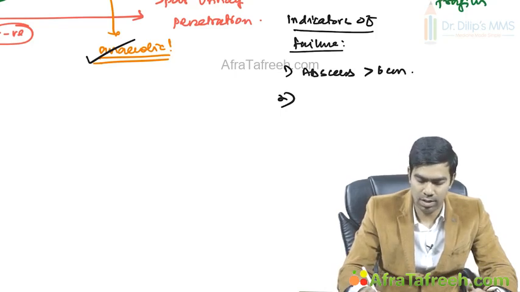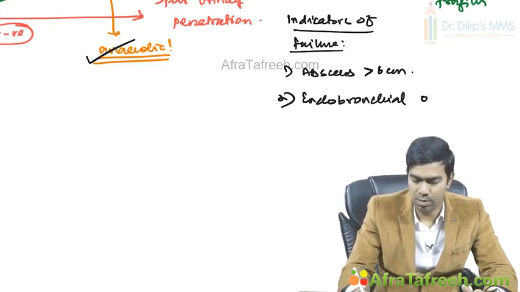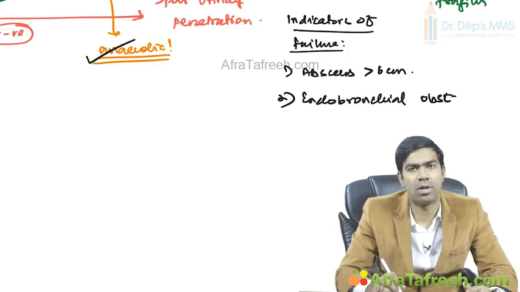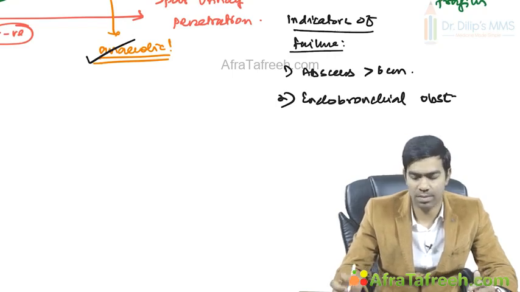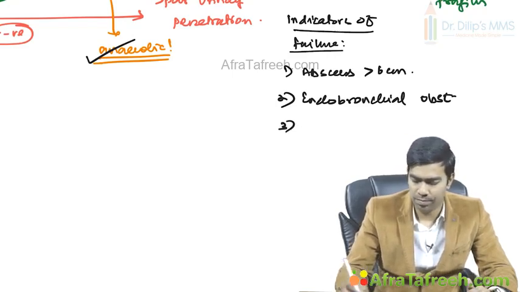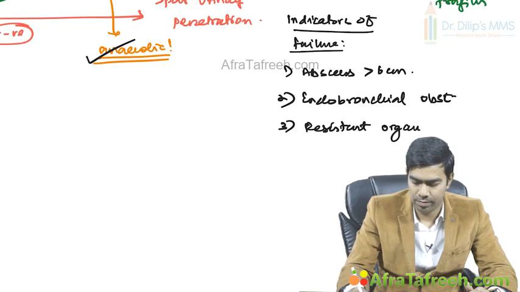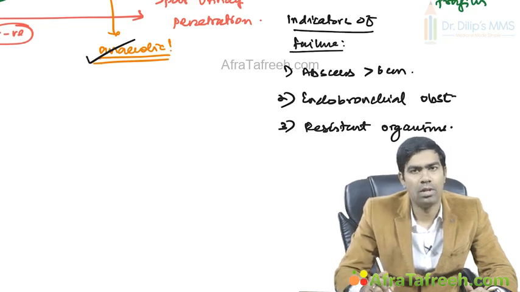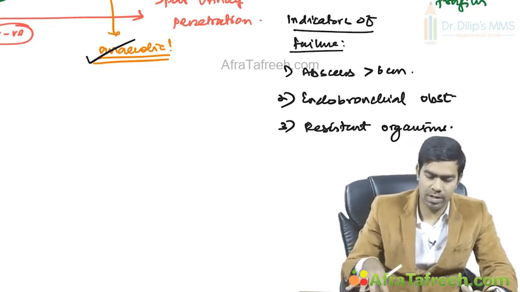with antibiotics. Number two, obviously, if you have endobronchial obstruction causing the abscess, only when the obstruction is cleared will you get resolution of the abscess, otherwise you won't. Number three, if your abscess is made of resistant organisms like Pseudomonas. So these are the three indicators of failure of medical therapy, failure of antibiotics.